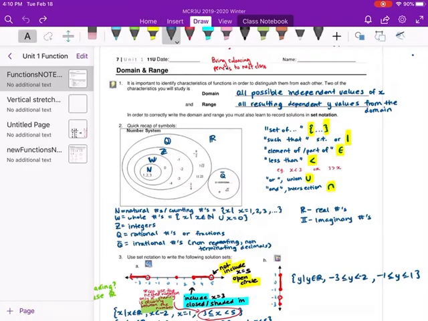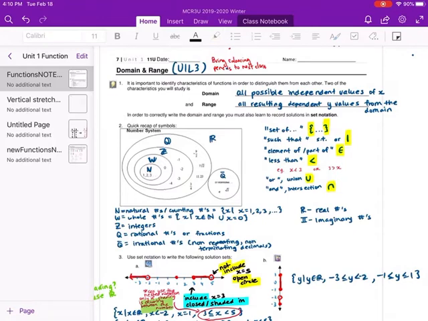Okay, Unit 1, Lesson 3, Domain and Range. It is important to identify characteristics of functions in order to distinguish them from each other. Two of the characteristics you will study are domain and range. Domain is all possible independent values of x, and range is all resulting dependent y values from the domain. So this tells you where it's all coming from.